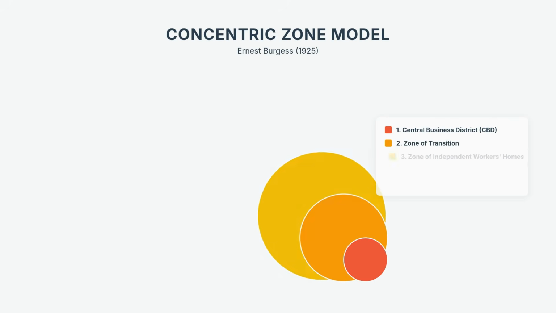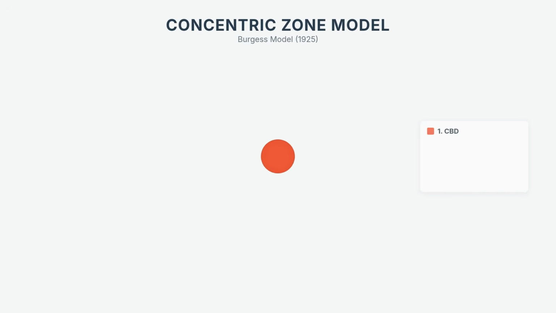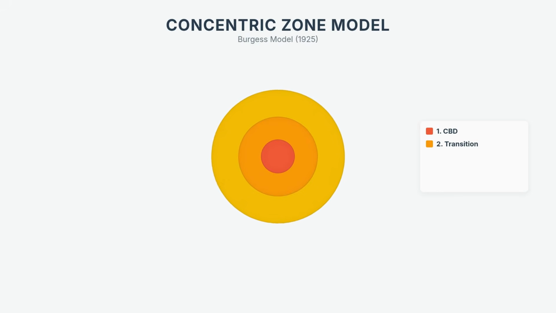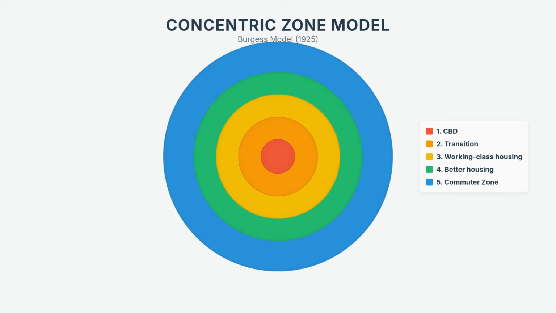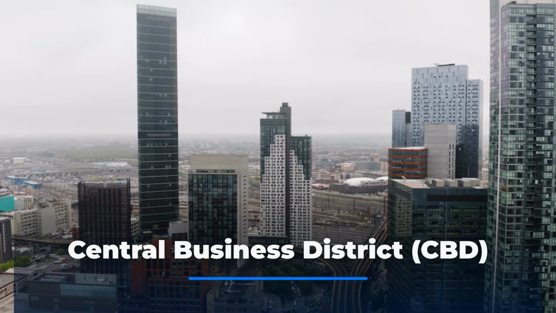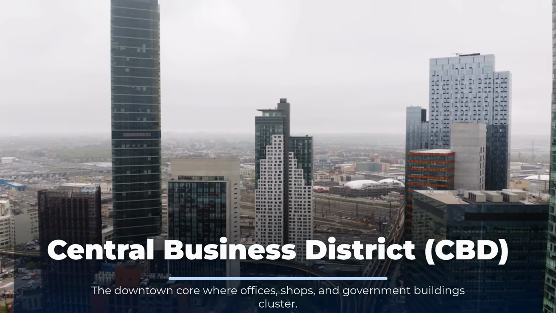Urban geography also studies land use inside cities. One early model is the concentric zone model created by Ernest Burgess. It suggests cities grow outward in rings: a central business district in the middle, then older housing, working class housing, and suburbs. The central business district, or CBD, is the downtown core where offices, shops, and government buildings cluster.